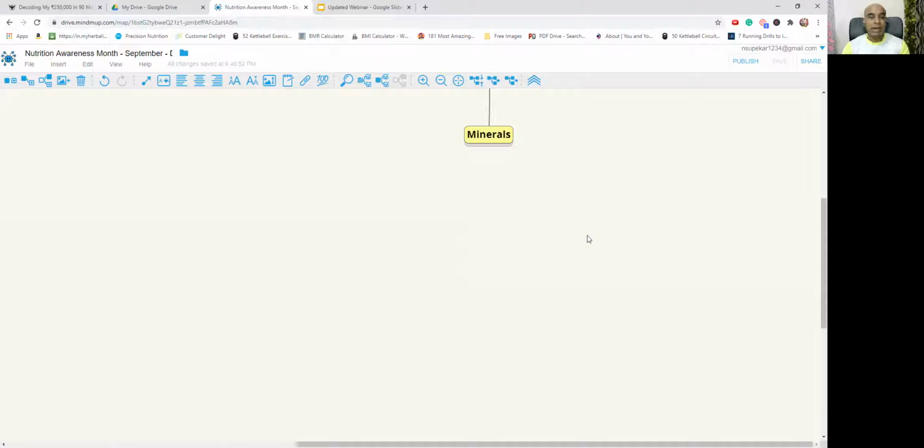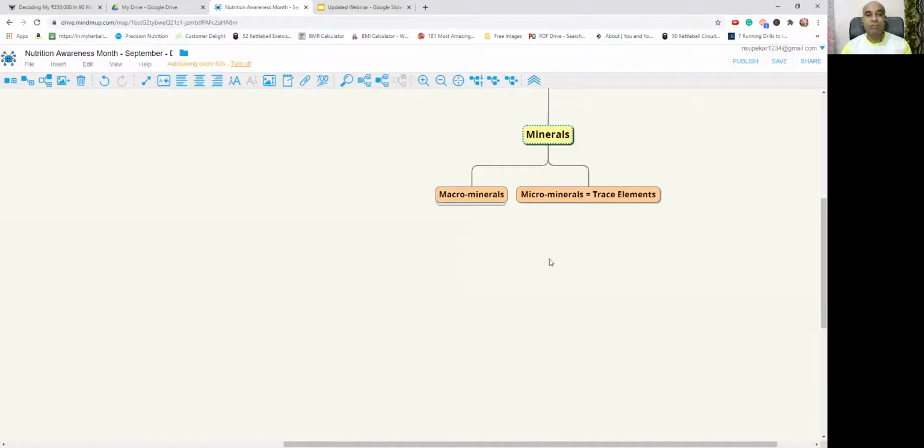So again, as usual, there are two types of minerals. Today we will be going into depth of the first. The first type of minerals are called macrominerals, and the second are called microminerals. Microminerals are also called trace elements. They are needed by our body in very small quantity, but macrominerals are needed in more quantity as compared to microminerals, and that is why they are called macro and micro. In macrominerals, we have five basic minerals.